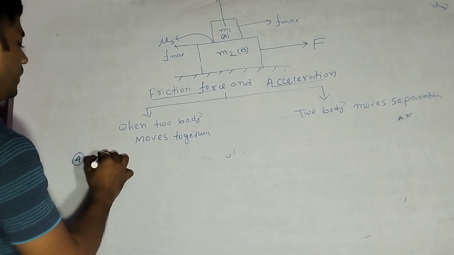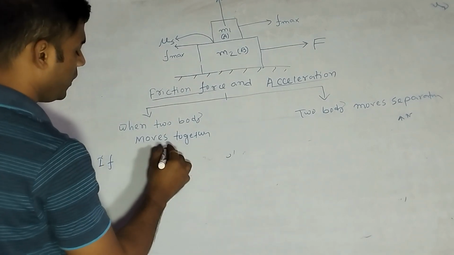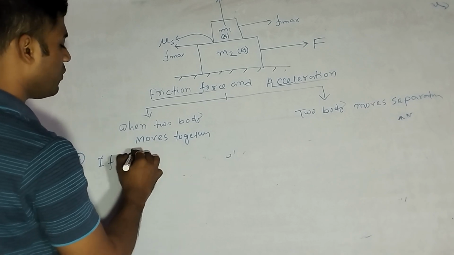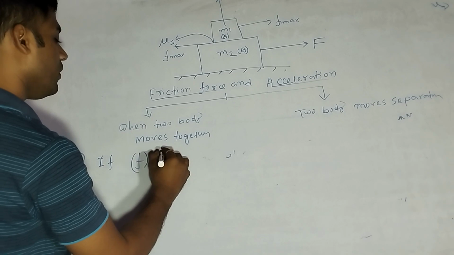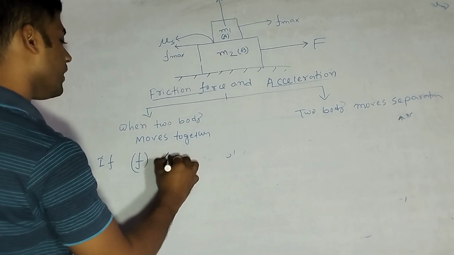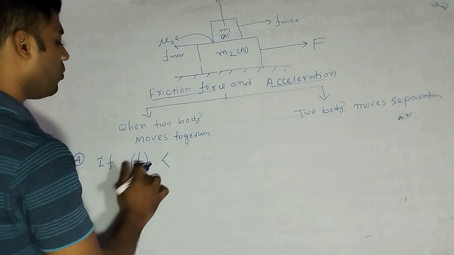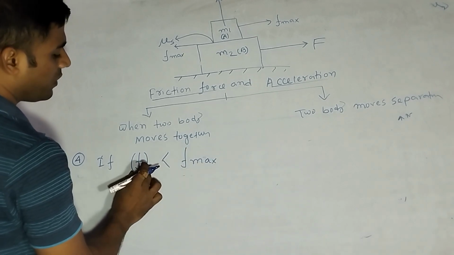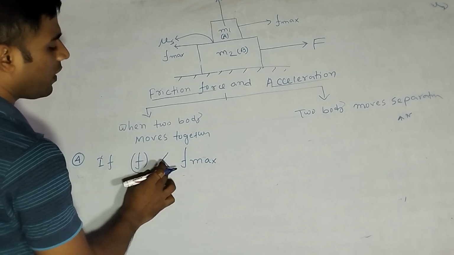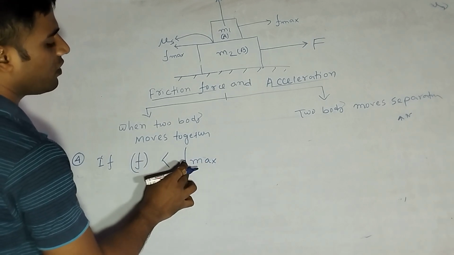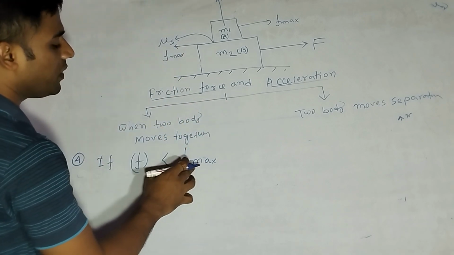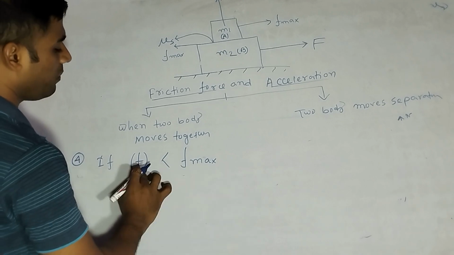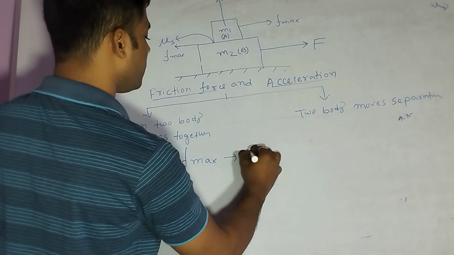Step number 4, if the friction force is less than the friction force value between the two blocks, less than F max. What is the condition? The friction force between the two blocks is less than the maximum friction force between the two blocks. This is the maximum friction force between the two blocks. This is the normal friction force between the two blocks. This is the equation: F less than F max. Then friction is static friction.